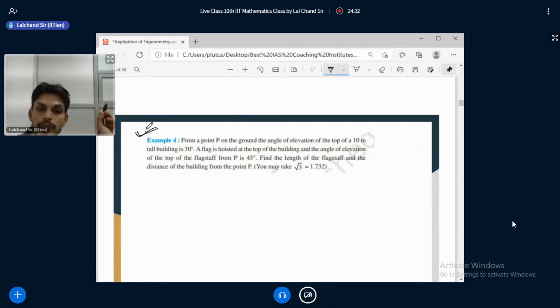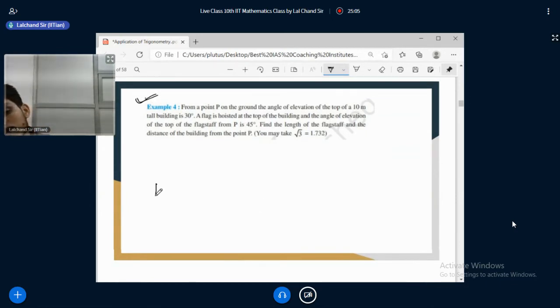From a point P on the ground, the angle of elevation of the top of a 10-meter tall building is 30 degrees. A flag is hoisted at the top of the building, and the angle of elevation of the top of the flagstaff from point P is 45 degrees. Find the length of the flagstaff and the distance of the building from point P. Okay. So first make the diagram of this.